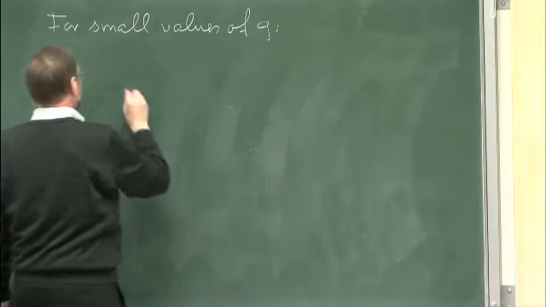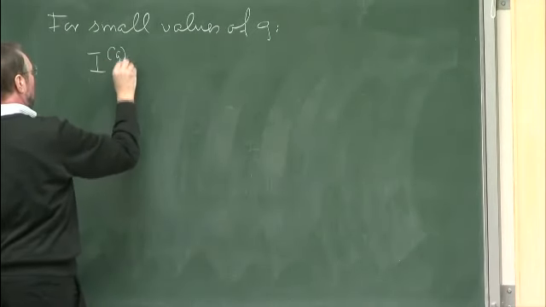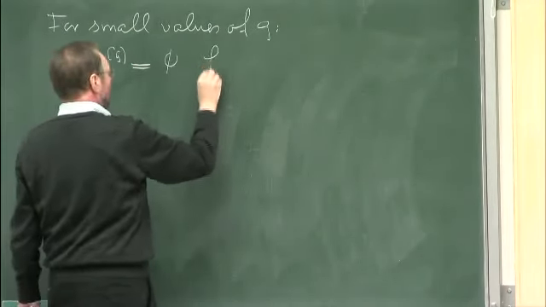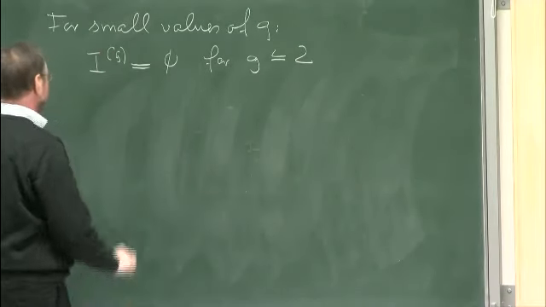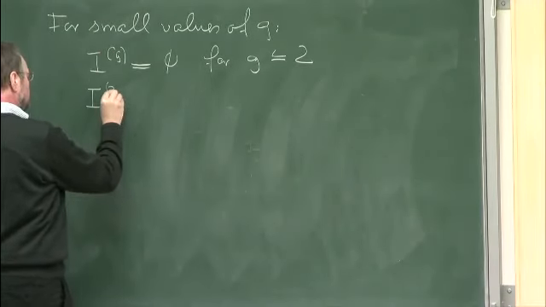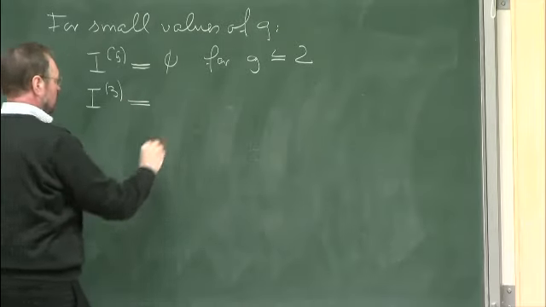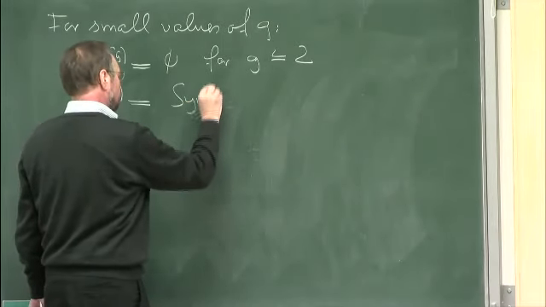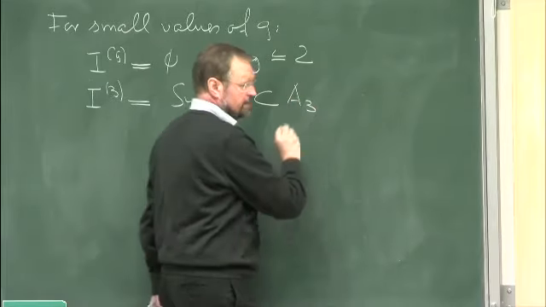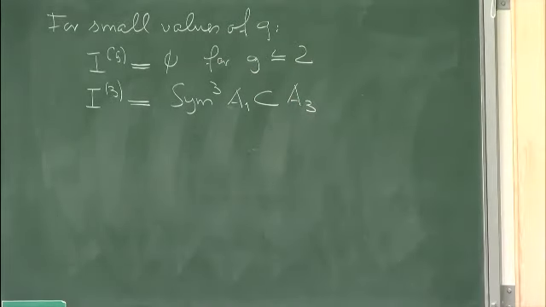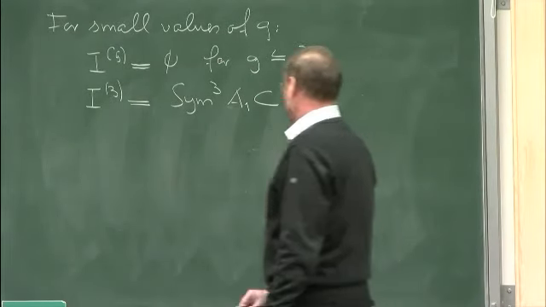G, first of all, IG is empty for G less than or equal to 2. Then I3, that is just Sym^3 of A1, sitting in A3.